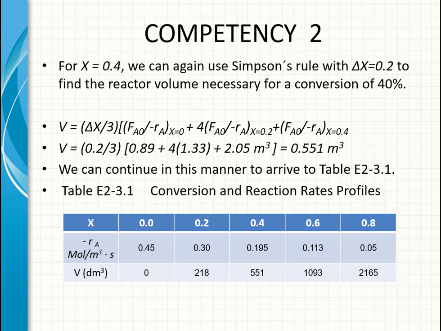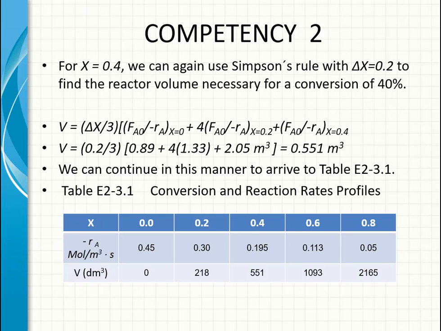this Simpson's rule, but now with a delta X of 0.2 to find the reactor volume necessary for a conversion of 40%. Here we take the points of conversion X equals 0, 0.2, and 0.4, because that's the conversion we want to achieve. Remember, we don't take 0.1 because we need the delta to be the same.